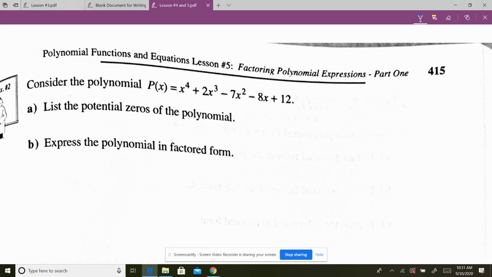Okay. First step is potential zeros. So you just look at the constant term. What are all the factors of 12? Everything that multiplies to 12. What are they? Start with the easy one. 1 and 12. So plus minus 1, plus minus 2, plus minus 3, plus minus 6, plus minus 12. I missed 4, didn't I? Plus minus 4. There we go. Those are the potential zeros.